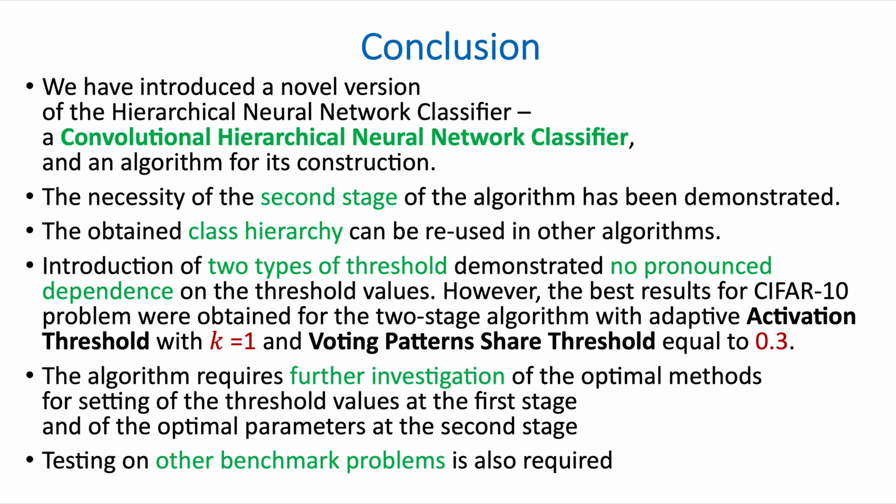However, the best result for the CIFAR-10 problem was obtained for the two-stage algorithm with adaptive activation threshold with k equal to 1 and voting pattern share threshold equal to 0.3. The algorithm requires further investigation of the optimal methods for setting the threshold values at the first stage and of optimal parameters at the second stage. Testing on other benchmark problems is also required.